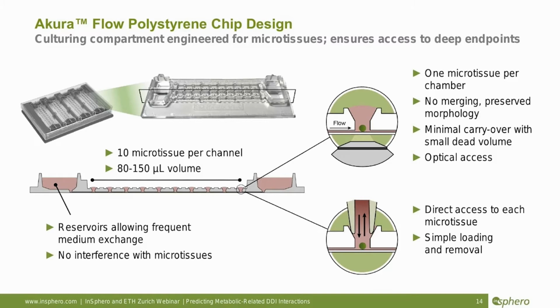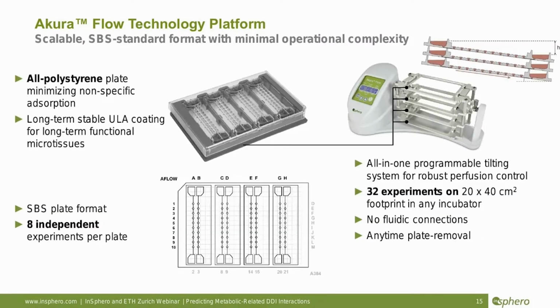These chips are then placed in a frame so that the single compartments are located in the 384 well positions so that it complies with SBS standards. We have 4 chips, which means that in the end we have 8 channels, which means that there are 8 independent experiments, and every channel has 10 of these compartments.